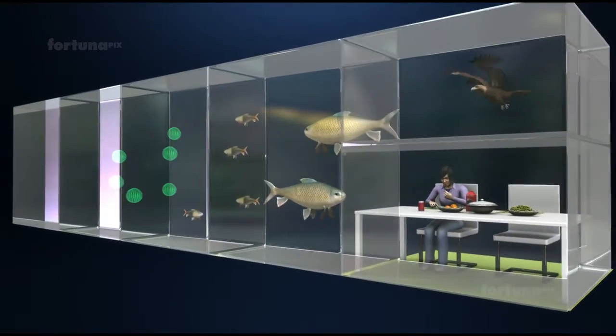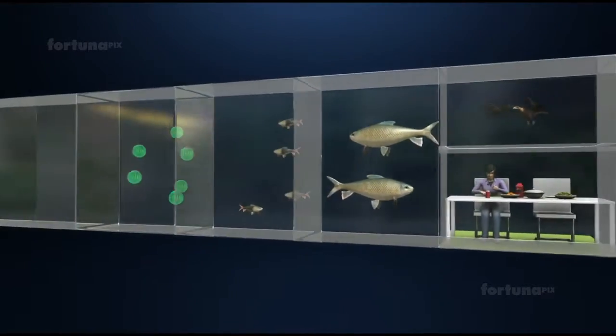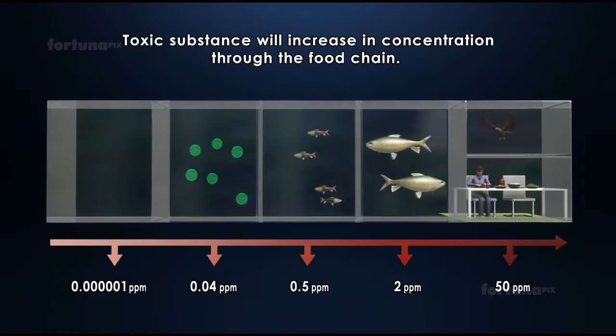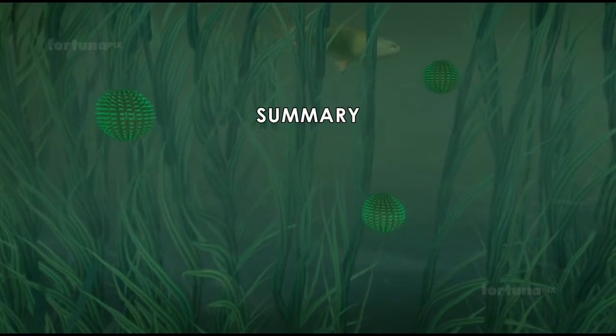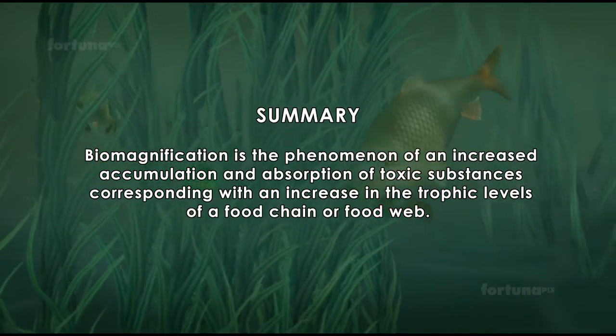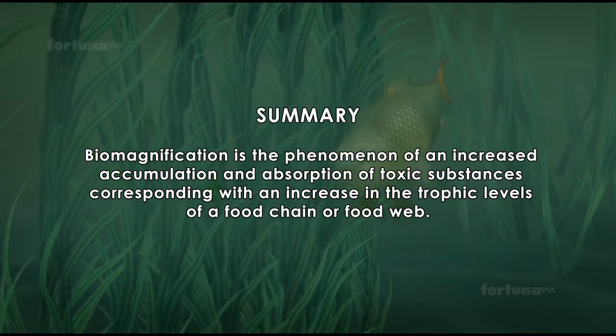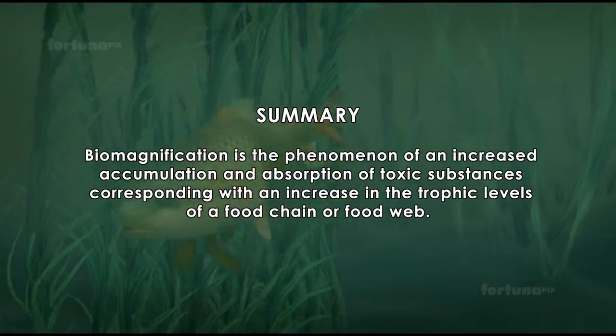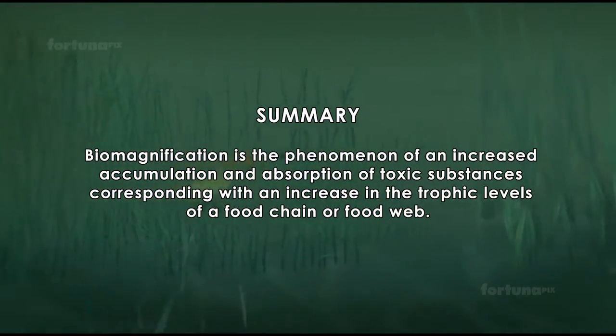In this way, a small quantity of a toxic substance will increase in concentration through the food chain or food web of an ecosystem. Summary: biomagnification is the phenomenon of an increased accumulation and absorption of toxic substances corresponding with an increase in the trophic levels of a food chain or food web.